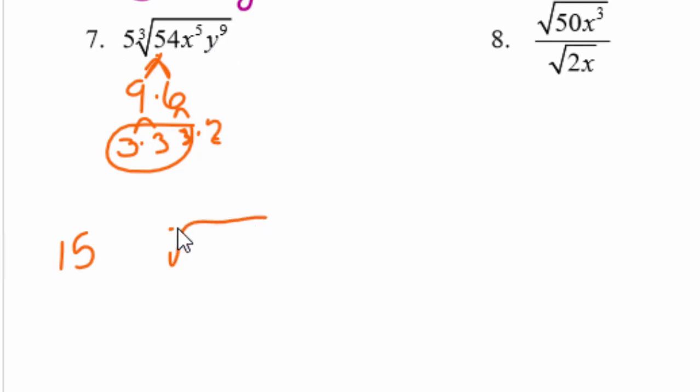Cube root, don't forget the index. And then what's left over? This little extra 2 so far. Okay, good. X to the 5. I have 5 x's. How many groups of 3 can I make with 5 x's? One group of 3 x's. And that'll take care of 3 of these 5 x's. How many x's are left over if I took away one group of 3 x's? Well, there's 2. So x squared inside, y to the 9.